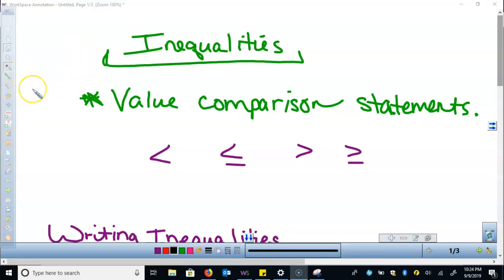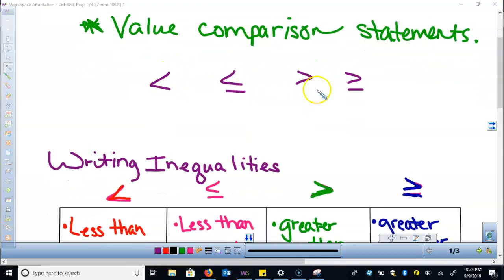Today we're going to be talking a bit about inequalities. Now, just a reminder, inequalities are symbols that we use to compare values. So they're value comparison statements is what we use them for. So these are the four main symbols of inequalities. We have less than or equal to, greater than or equal to. And that's how we read them, and that's what we identify them to be.